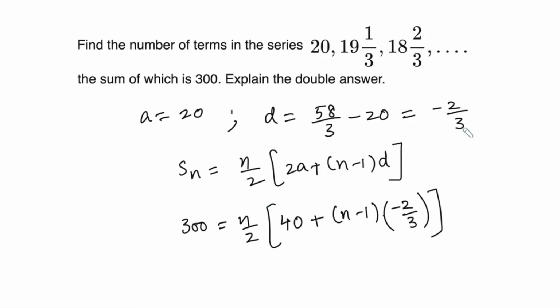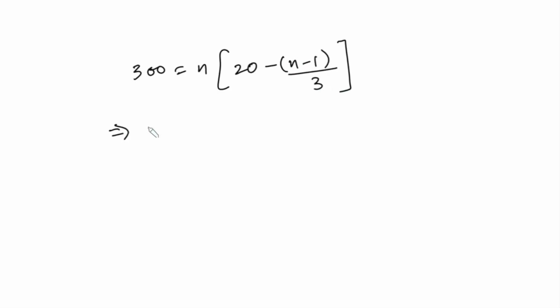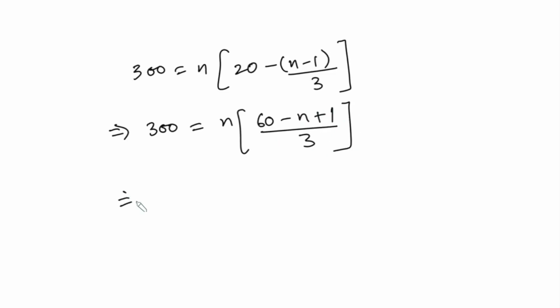Dividing by 2 on the right hand side, we get 300 is equal to n times 20 minus n minus 1 over 3. Taking LCM on the right hand side, we get 300 equals n times 60 minus n plus 1 over 3. And if we multiply both sides by 3, we get 900 is equal to, and this 3 will cancel out.